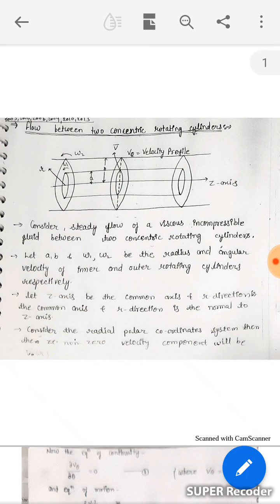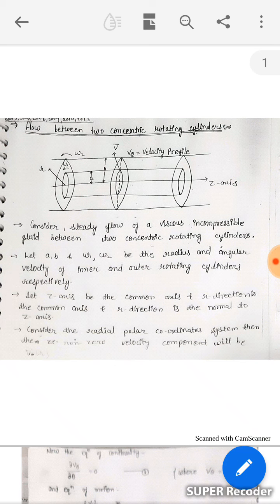Let's consider the steady flow of a viscous incompressible fluid between two concentric rotating cylinders. Let a, b, omega 1, omega 2 be the radii and angular velocities of the inner and outer rotating cylinders respectively. Let the Z axis be the common axis, and the r direction be normal to the Z axis.